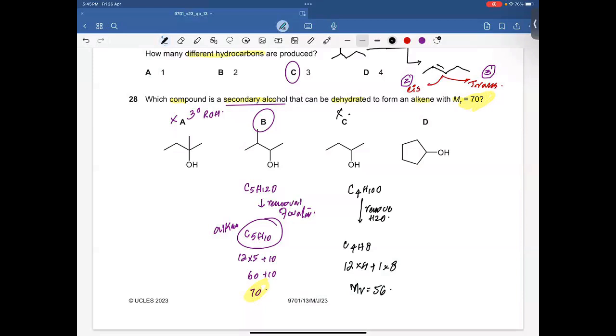Cyclopentanol is option D. Count the number of carbon atoms. We have 5 carbon atoms. How many hydrogen atoms? 2, 4, 6, 8, 9, 10. Let me check the calculation. 2, 4, 6, 8, 9, and this one is 10. So C5H10O, I'll remove water. So after that, I will get C5H8. Let's find out the Mr. C5H8, 12 times 5 plus 8 is going to be 68. So obviously, it's not 70 again. So D is incorrect. Question number 29.